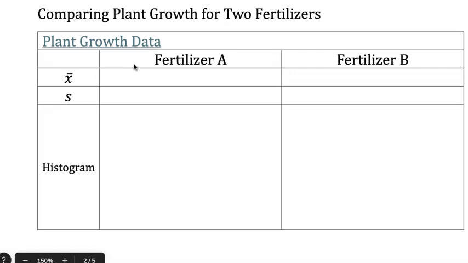Let's take a look at an example where researchers conducted an experiment to test the effectiveness of two different fertilizers, fertilizer A and fertilizer B, on plant growth. They planted 20 identical seedlings and randomly assigned 10 of those to receive fertilizer A and 10 to receive fertilizer B. After 4 weeks, they measured the height in centimeters of each plant. So we're going to use the plant growth data to compare the results using Google Sheets.